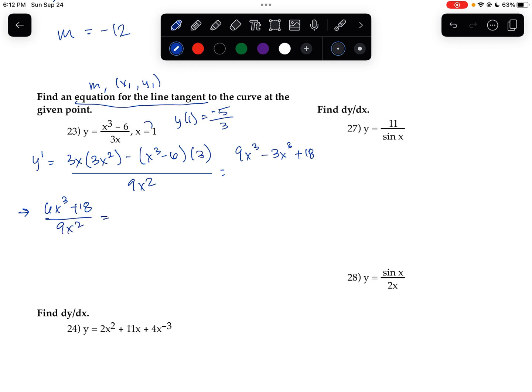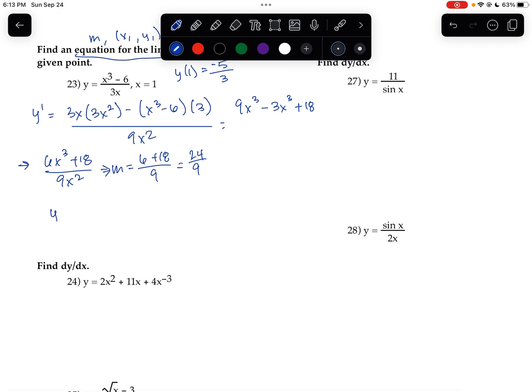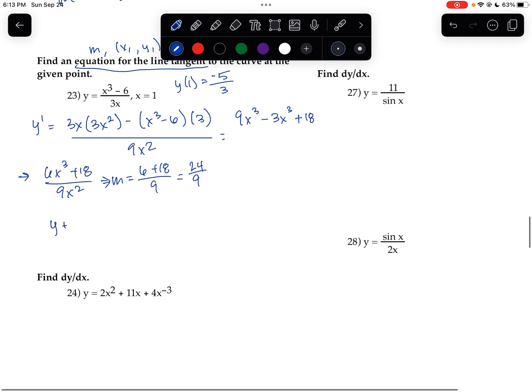And if we plug 1 in, because we're trying to find the slope, that's going to be equal to 6 plus 18 over 9. 6 plus 18 is going to be 24 over 9. Oof, that is not very friendly, but that's okay. We can do y minus y1, which would be plus 5 over 3, equal to m, which was 24 ninths, then x minus 1.